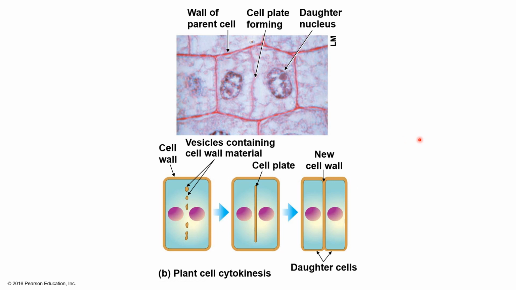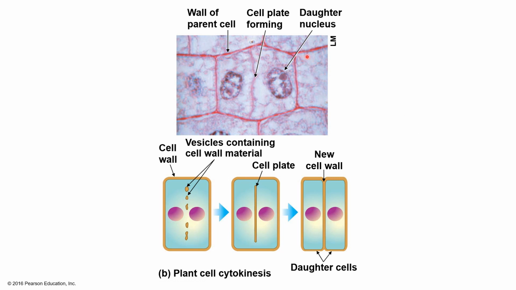Now, cytokinesis and telophase happen also in plant cells. So plant cells, they do want to grow, and they do want to go through mitosis. And so when they go through mitosis, one more time, they will have to go through the interphase, and then they will go through prophase, metaphase, anaphase, and telophase.